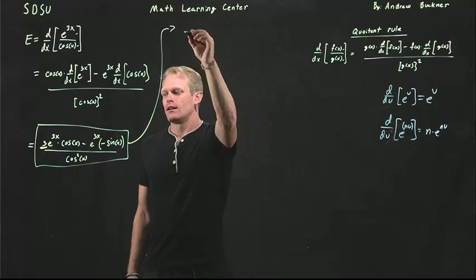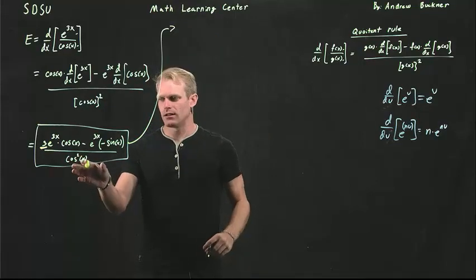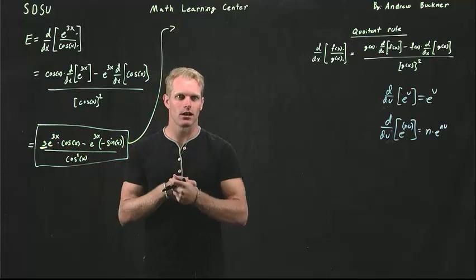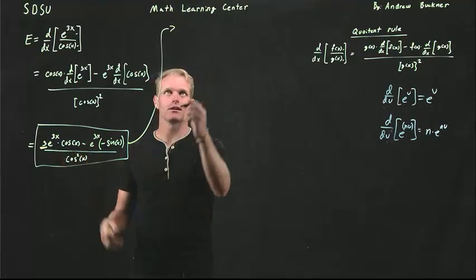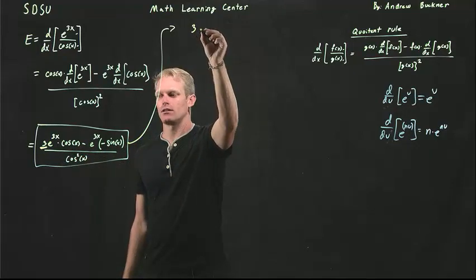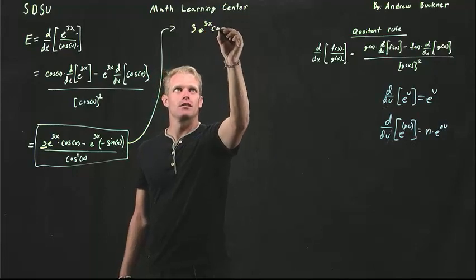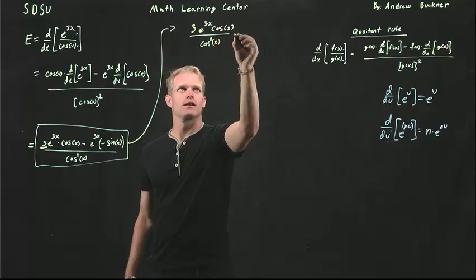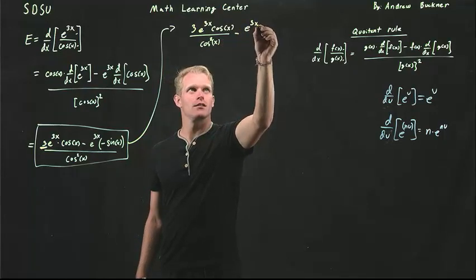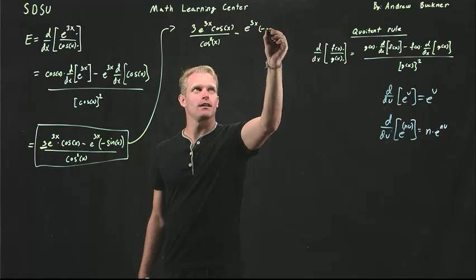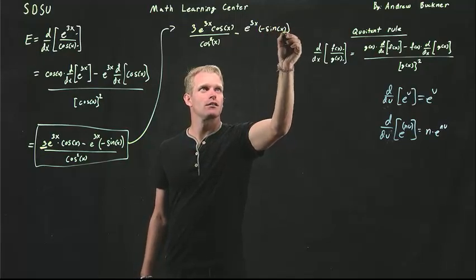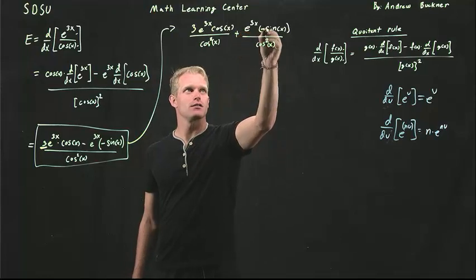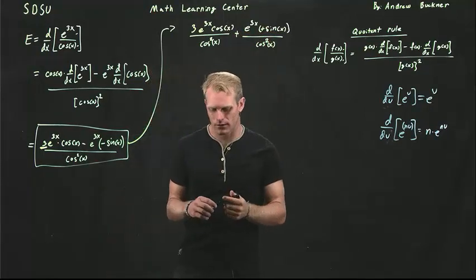I see I have a cosine squared x in the denominator. And because I've got two functions on top being added or subtracted, I can then split the denominator into both terms. So now I have 3e to the 3x cosine of x all over cosine squared of x, subtracted by e to the 3x being multiplied by a minus sine of x all over cosine squared of x. And I'm just going to go ahead and distribute the negative because I like to stay very positive.